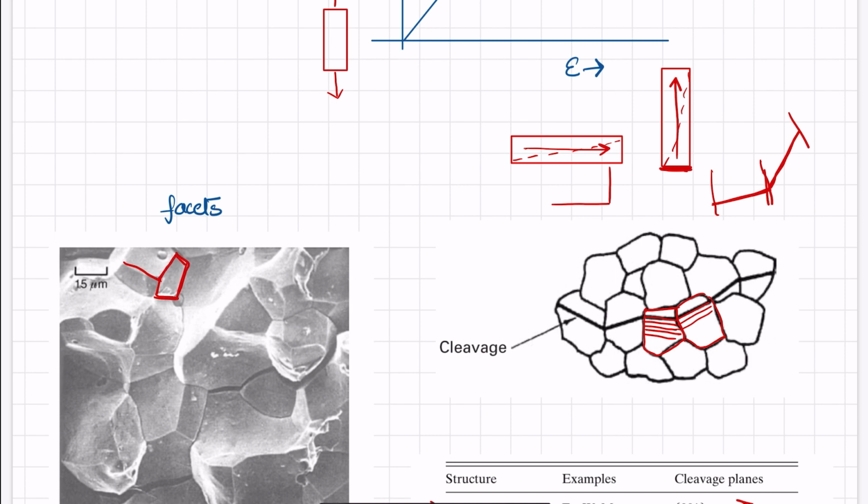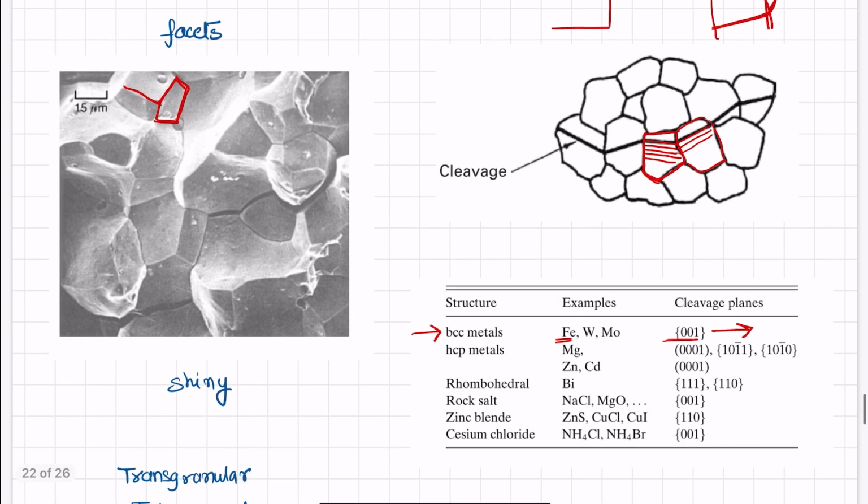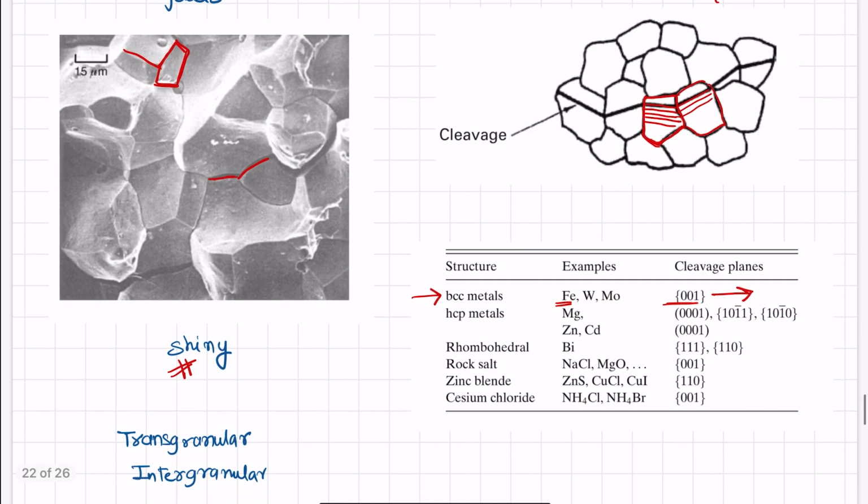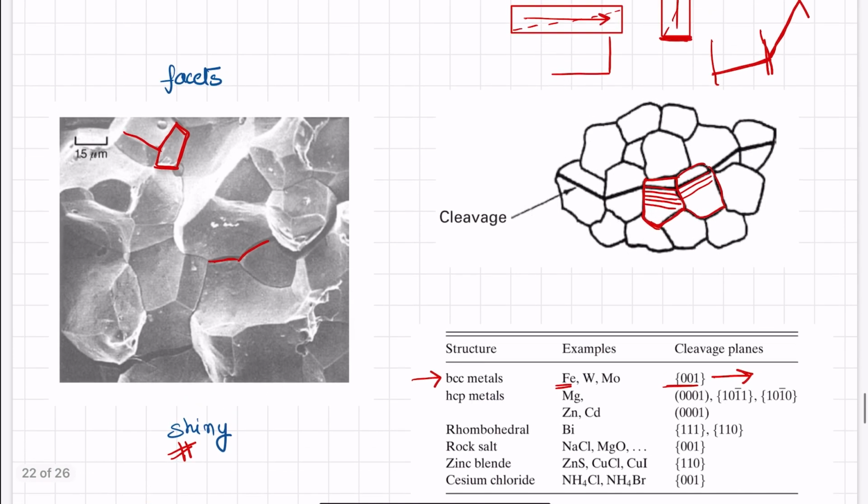And because these appear flat and they have the capability to reflect light very well, they appear shiny. And if the cracks are present at the grain boundaries as well, then this becomes intergranular, otherwise it's transgranular because the fracture has occurred through the grains.